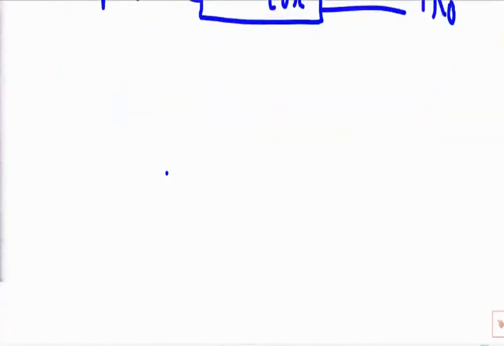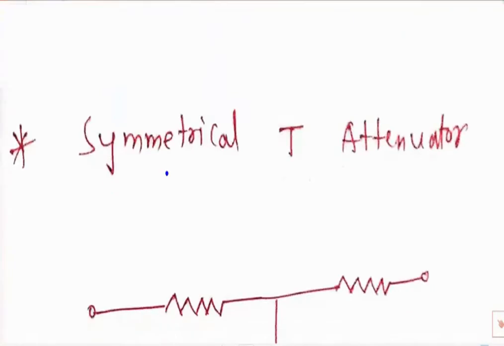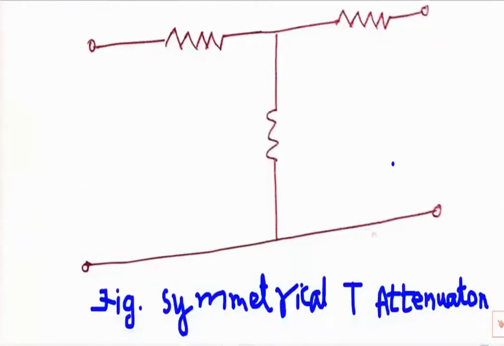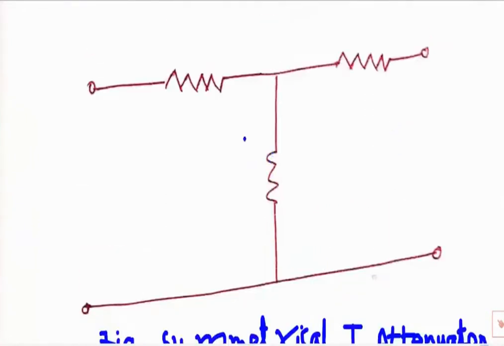Then the types of attenuator. The first type of attenuator is the symmetrical T attenuator. So here, this is the diagram of the symmetrical T attenuator.